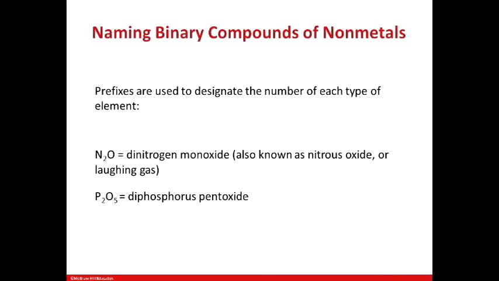And then the next example we have is diphosphorus pentoxide, meaning 5 oxygens. And this is exactly what this compound is. Diphosphorus pentoxide is exactly P2O5. Dinitrogen monoxide is exactly N2O. And this is how we name the binary compounds. We will be practicing how to name all these binary compounds in different sessions and in our homework sessions.